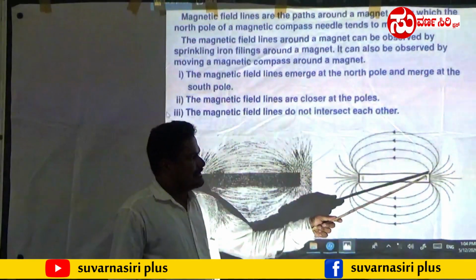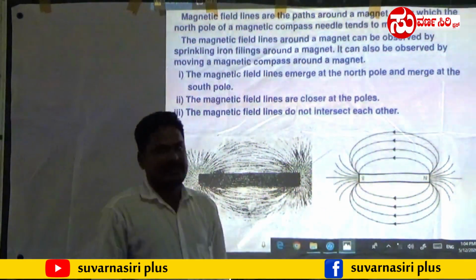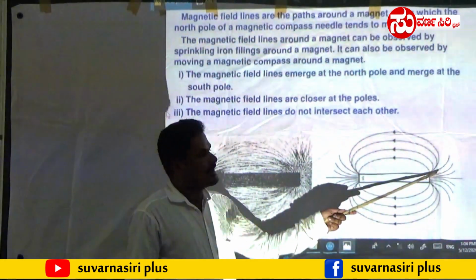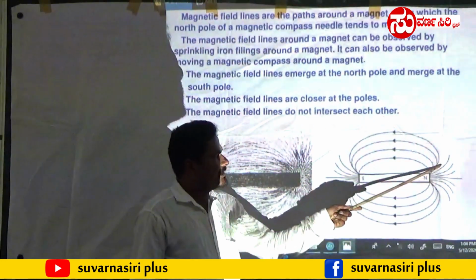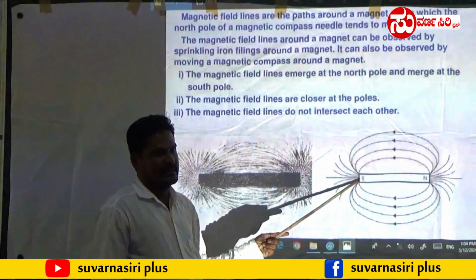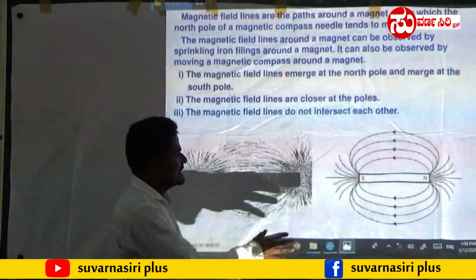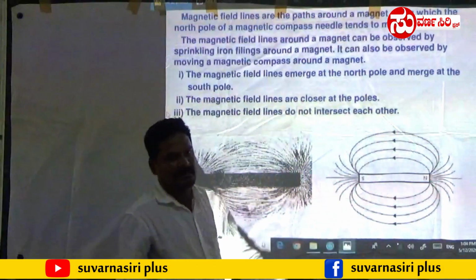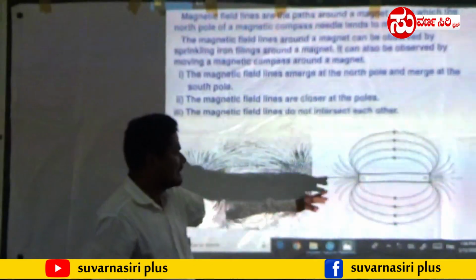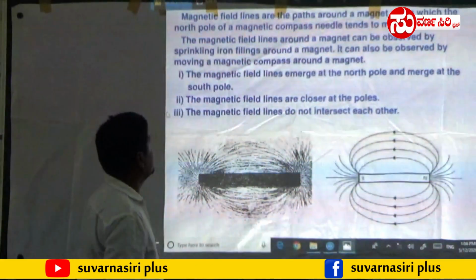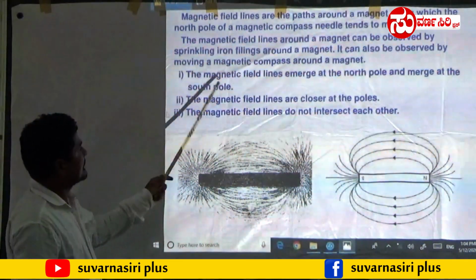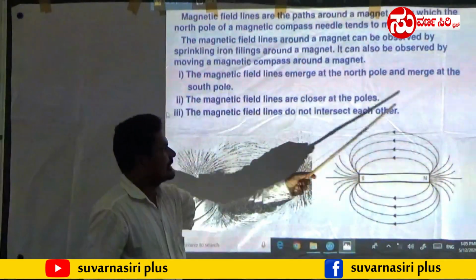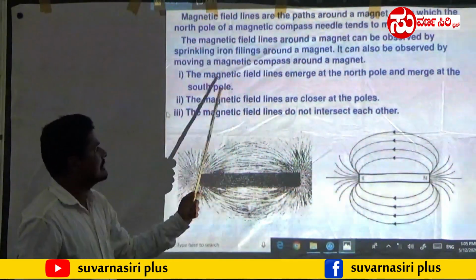Here, when we see the properties of magnetic field lines, they emerge from the north pole and end in the south pole. So outside of the magnet, magnetic field lines emerge from the north pole and end in the south pole. This is the basic concept we have to learn. Magnetic field lines emerge at the north pole and they end in the south pole.